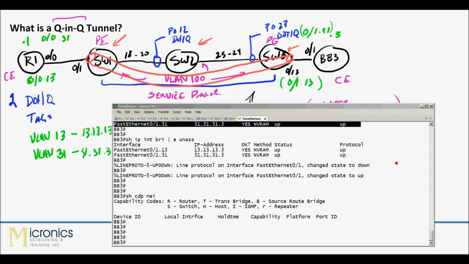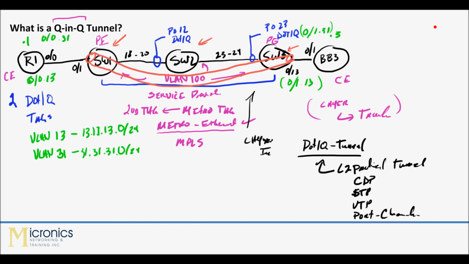Now, if we want to alter that behavior, we have the ability to leverage another feature which we mentioned previously on the whiteboard, and that's going to be this notion of our layer 2 protocol tunnel. The layer 2 protocol tunnel can actually enable us to make the configuration such that R1 thinks that it's physically connected to BB3.